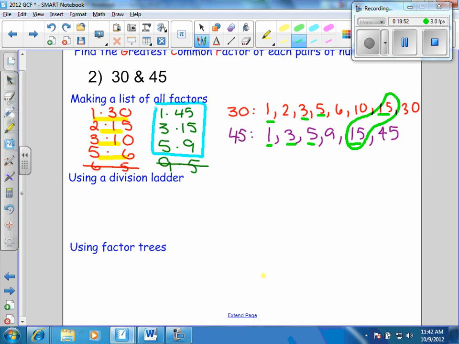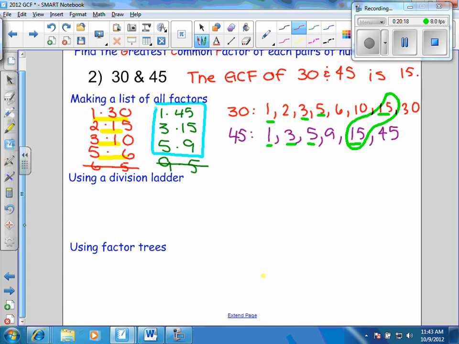So we say the GCF of 30 and 45 is what? 15. Okay? Raise your hand if that makes sense. Okay, Brain, you're going to help with the next one.